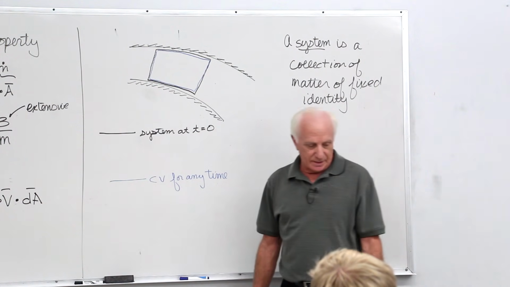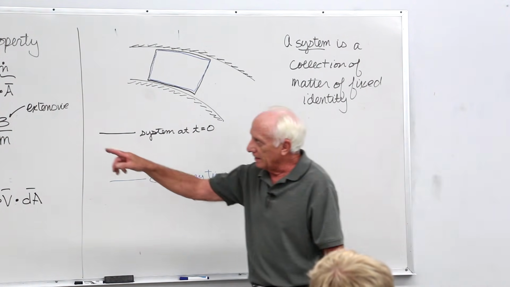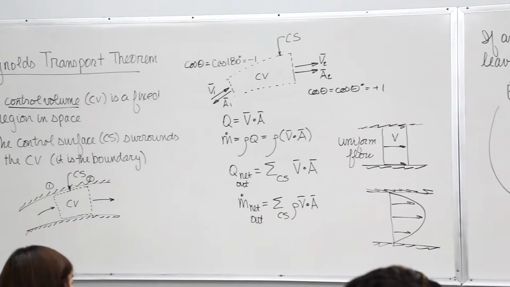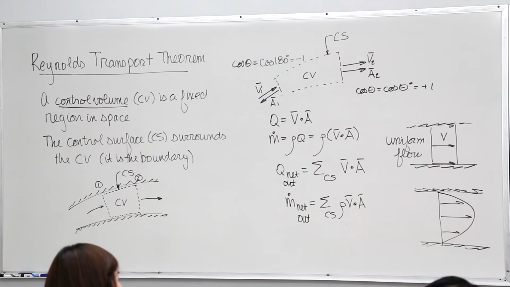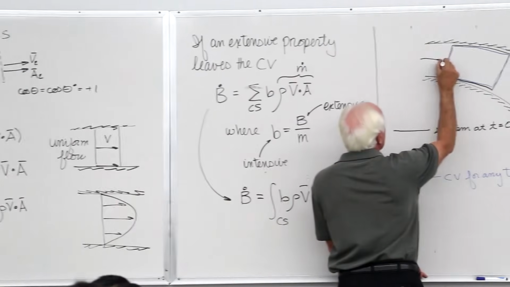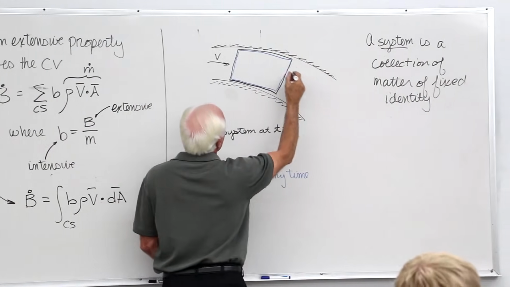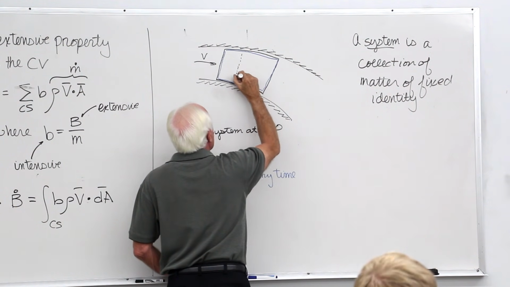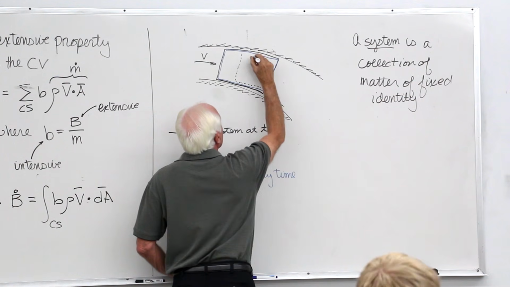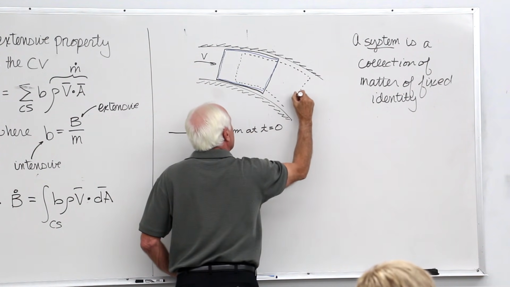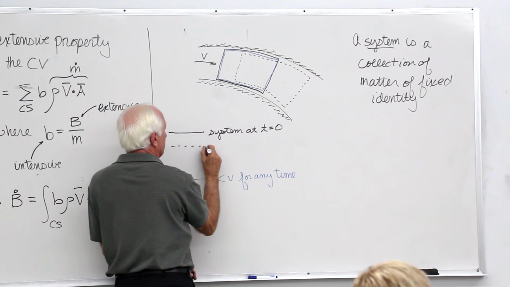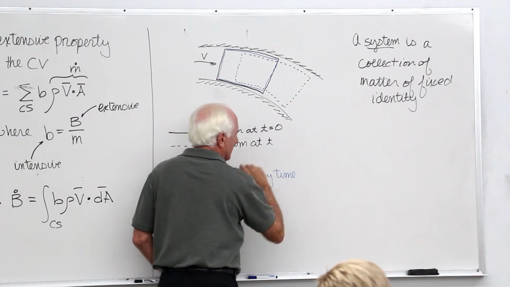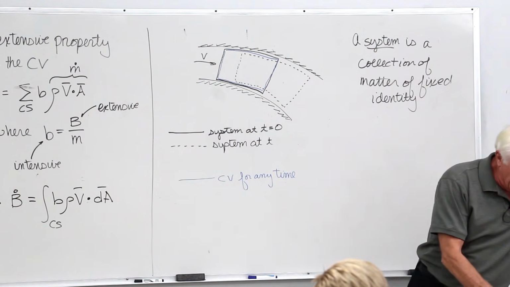Wait 30 seconds. Does the control volume move? No, I'll say it again: fixed in space. Does the system move? Yes, I just showed you. Now the system moves to a new location, down that way, because the velocity is here. Where is it now? That was a solid line. Now it's going to be a dashed line. System at time t plus delta t.